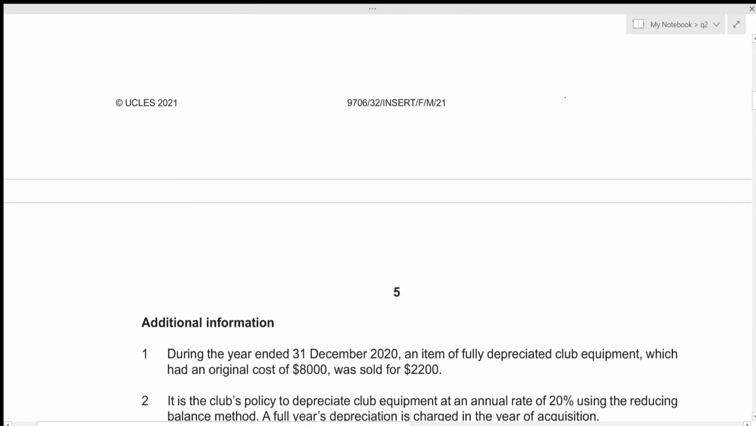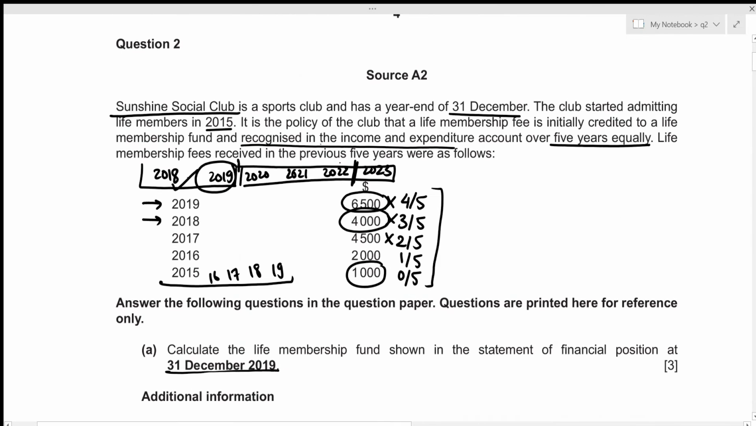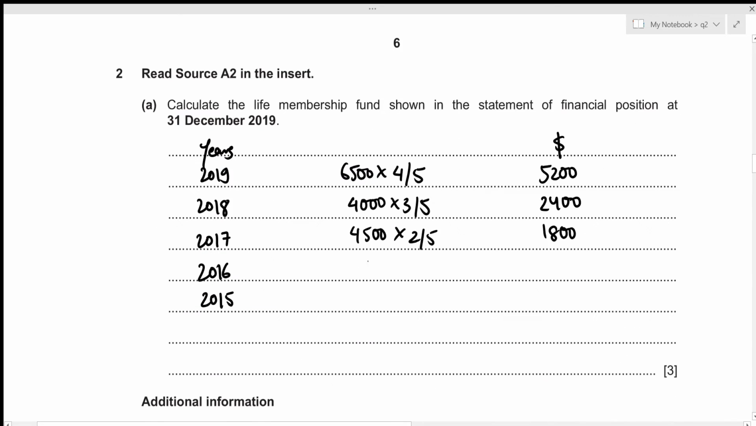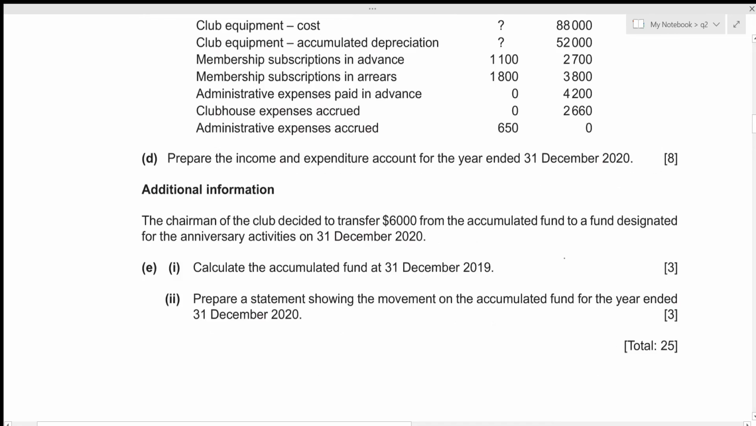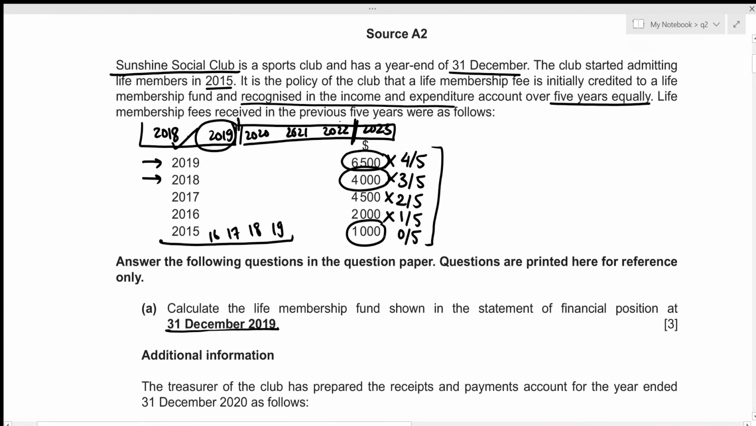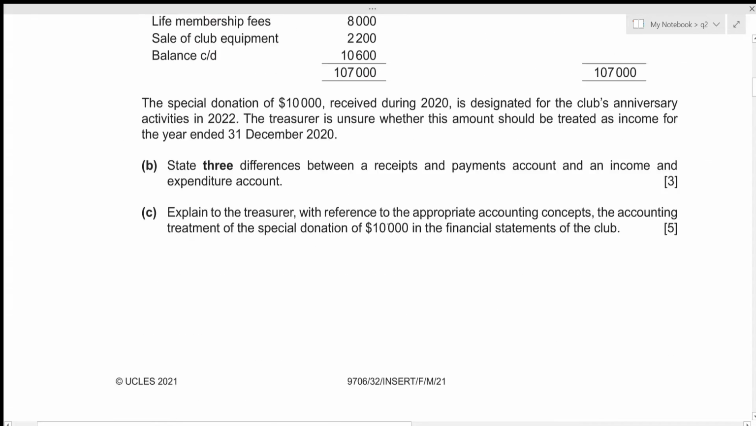Now for 2016, that's 2,000 times 1 by 5. So just write it down. And this results in the amount of 400. Now we have our final year 2015. And we can see that out of the total of 1,000, 0 out of 5 parts remain. So we're just going to multiply this together.